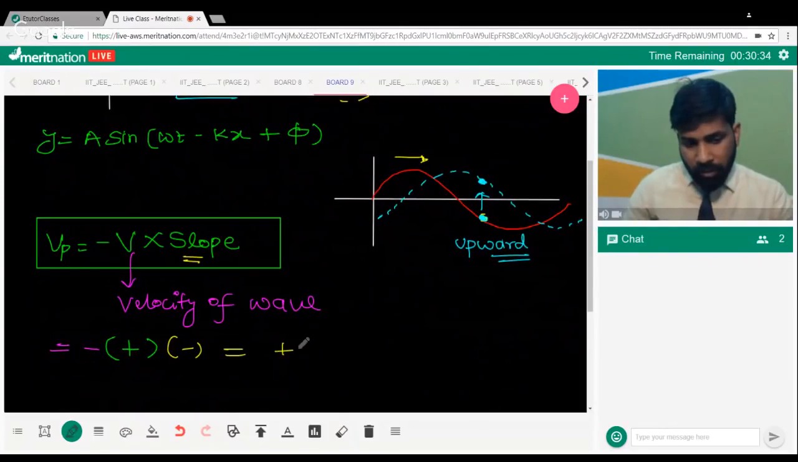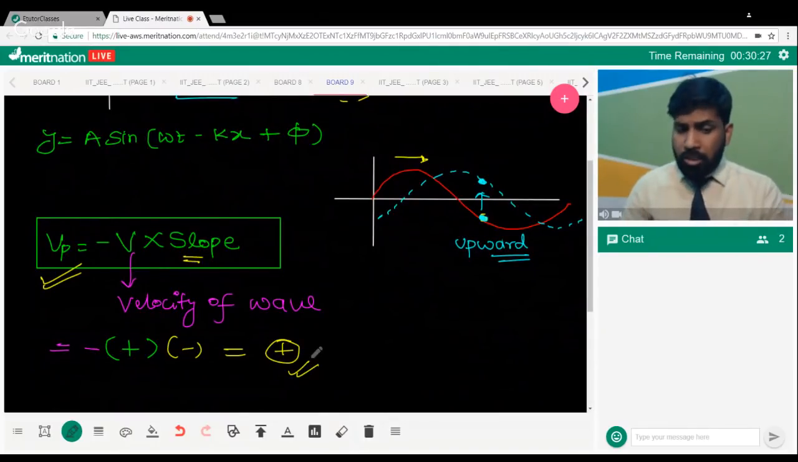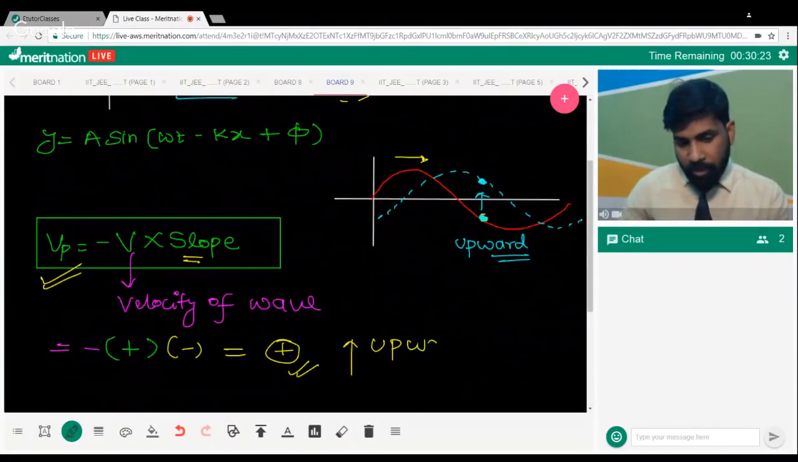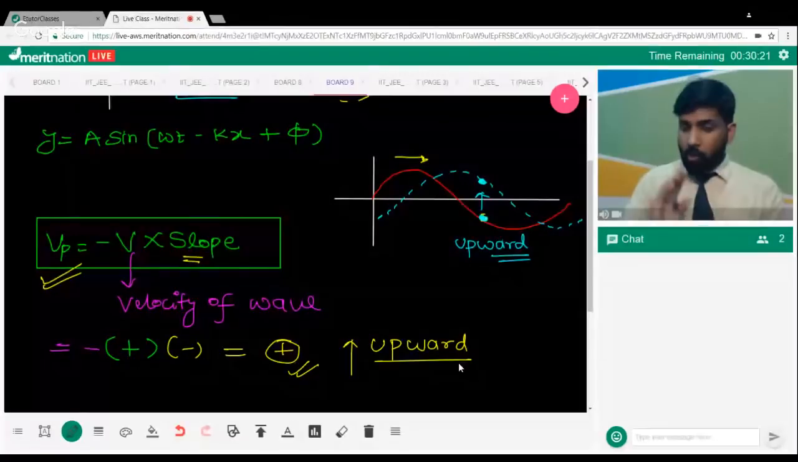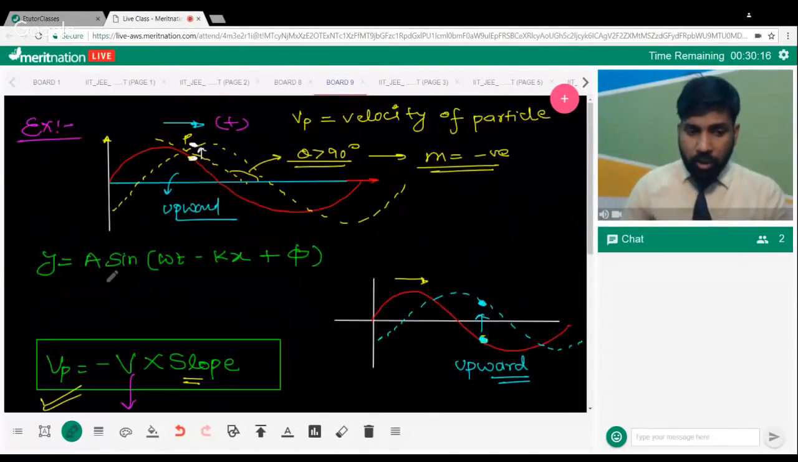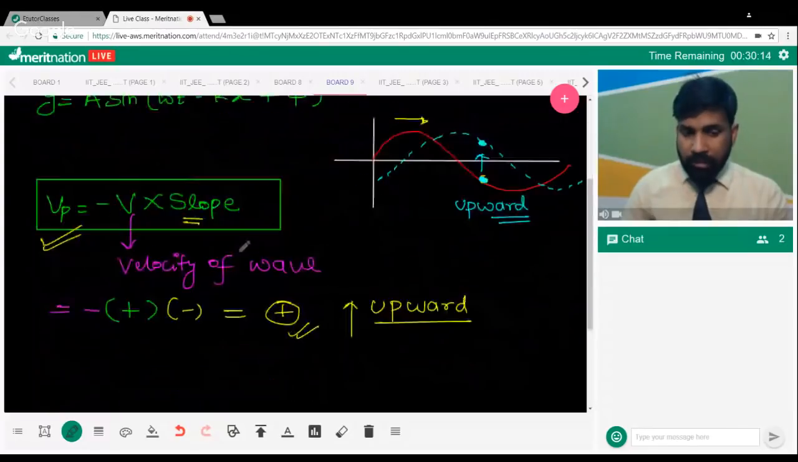So what we are getting here is minus times minus, which gives plus. It means the direction of the velocity of the particle is positive. Positive means the particle is moving in the upward direction. Positive means upward, negative means downward. So the direction of motion of this particle is upward. This is one of the ways we can get the direction of the particle.